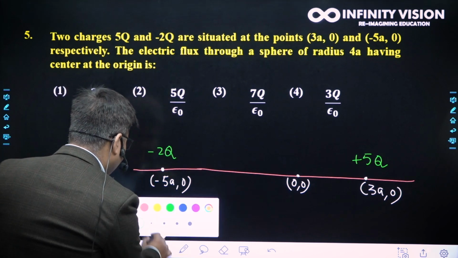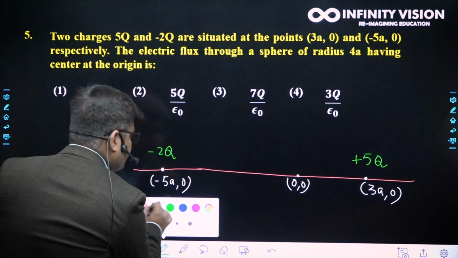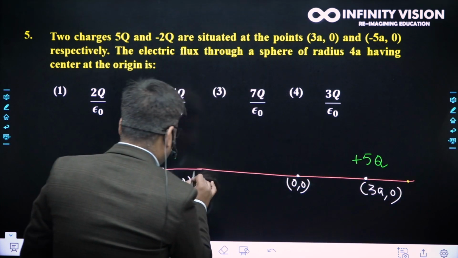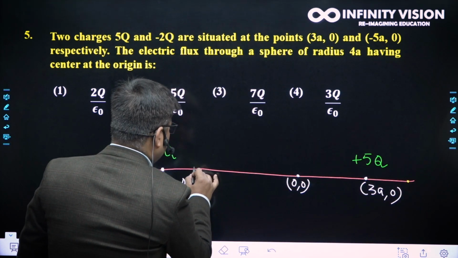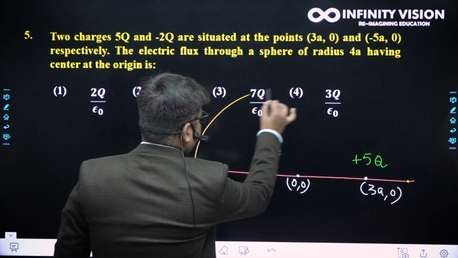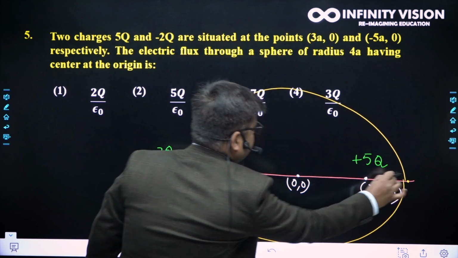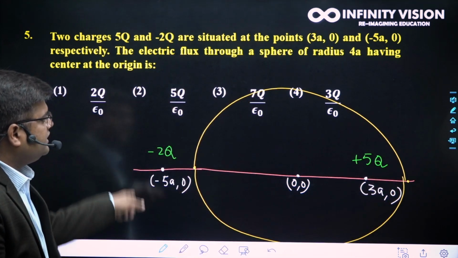The radius of the sphere is 4a. So this is 3a. Let's suppose this is 4a, and the 4a will come out approximately over here. So this is the sphere that they are talking about. This is the imaginary Gaussian surface, we can say. This is the sphere through which we have to calculate the electric flux.